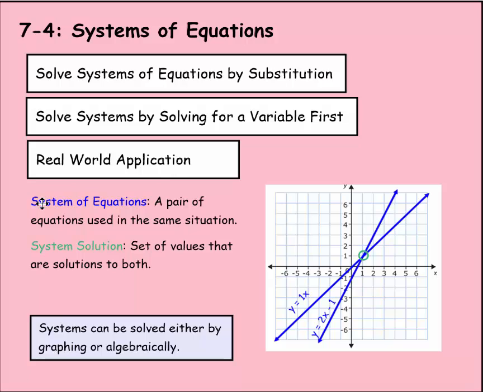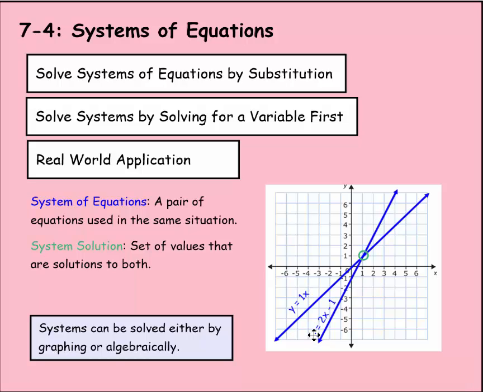So what is a system of equations? Well, that is a pair of equations used in the same situation. For example, we put these two equations onto the same graph. This first equation is y equals 1 times x, or y just equals whatever x is. So if x is 4, y is going to be 4. If x is negative 4, y is negative 4. If x is negative 6, y is negative 6.